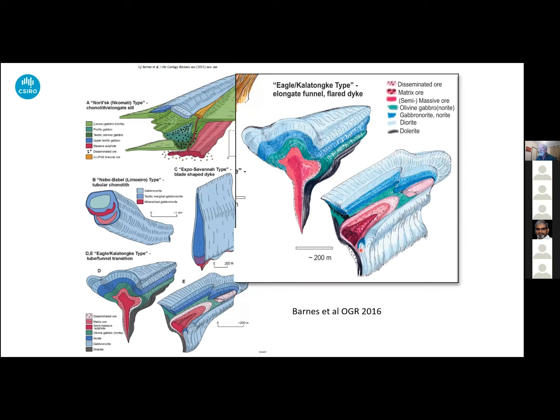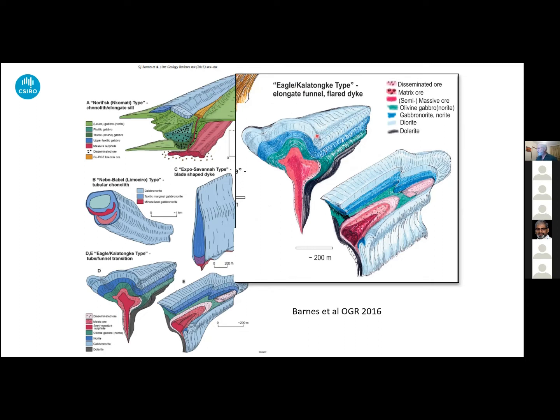I'm going to lead into that by looking at some of this progression of intrusion morphologies that we can get, some of this spectrum. Sitting in the middle of the spectrum are things which in this original paper I called the Eagle's Nest, Kalatonka type. These are basically elongate funnels or flared dikes with this funny, vaguely hairdryer-shaped morphology, essentially tubular bodies, but with dike-like projections down underneath them.